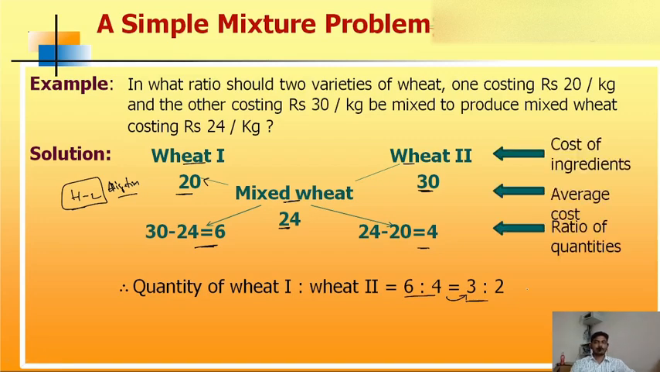These values for wheat 1 and wheat 2, 20 and 30, are the costs of the ingredients, and this middle value is the average cost, or the mean value. And at the end we get the ratio of quantities, as I already said in the previous session.